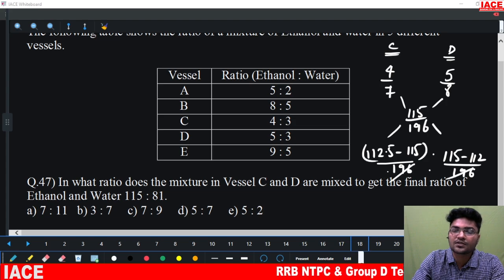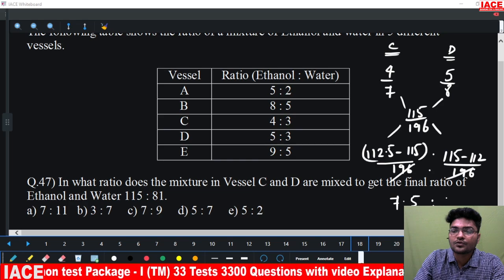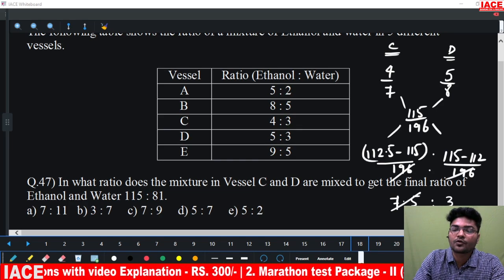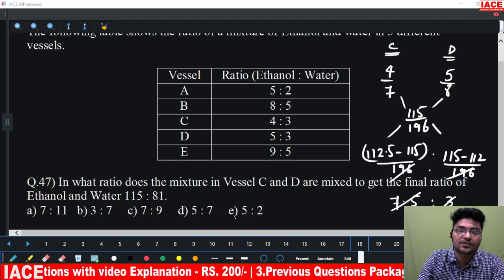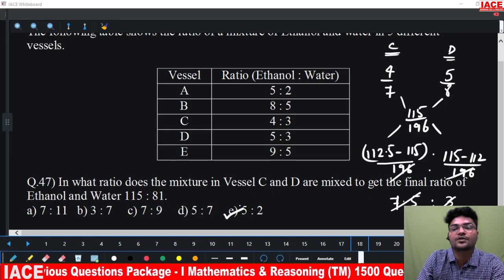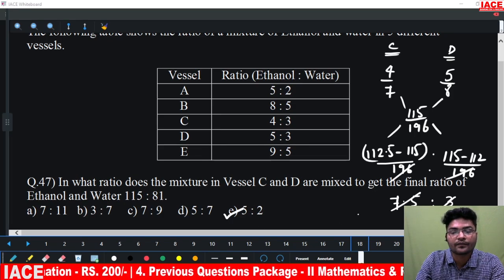So 196 gets cancelled out. This is 7.5 is to 3. 7.5 is to 3 means 1.5 into 5, 1.5 into 2. So the ratio in which they are mixed will be 5 is to 2. 5 is to 2 means option E is our correct answer. Option E is our correct answer.